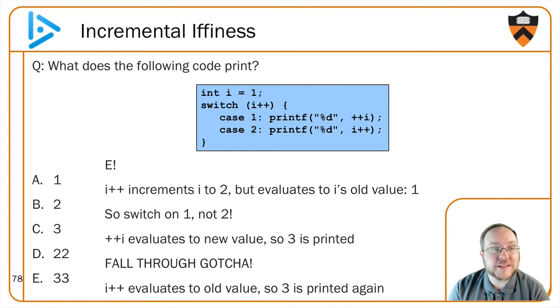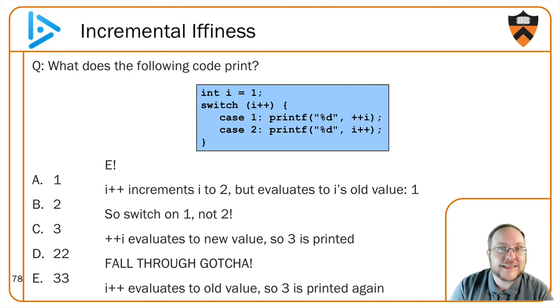But walking through this, inside the switch, we increment I to 2. But it's a post-increment operation, so it evaluates the old value. So we switch on the value 1, not the new value 2. But because we switched on the value 1, we execute case 1, we increment I, so it's now 3, and the pre-increment operation evaluates to I's new value. That's what's passed into the printf call, so we print 3. There's no break, so we fall through into case 2.